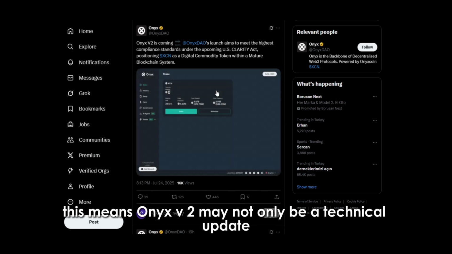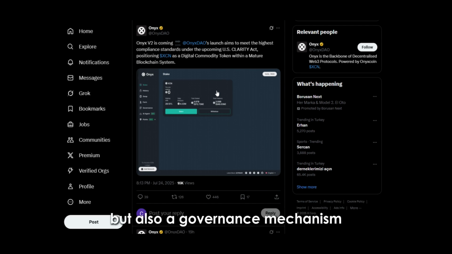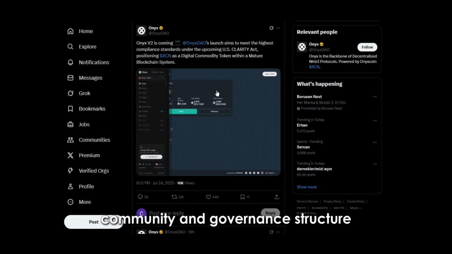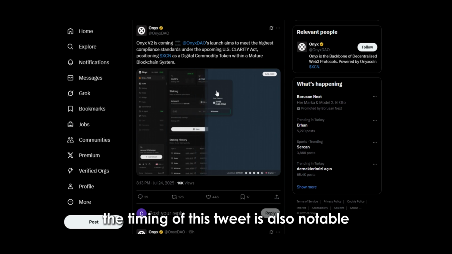This means Onyx V2 may not only be a technical update, but also a governance mechanism in which the community plays a more active role. Therefore, XCN has the potential to become not just a digital asset, but also the cornerstone of a broader community and governance structure. The timing of this tweet is also notable.